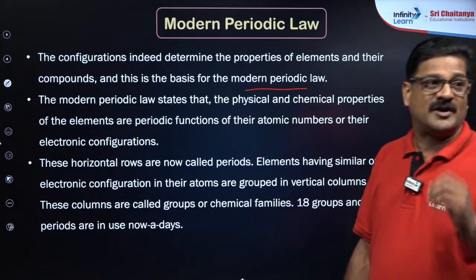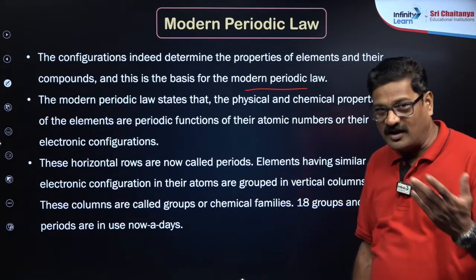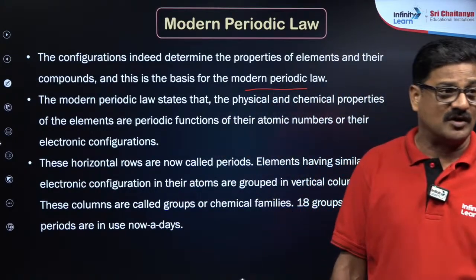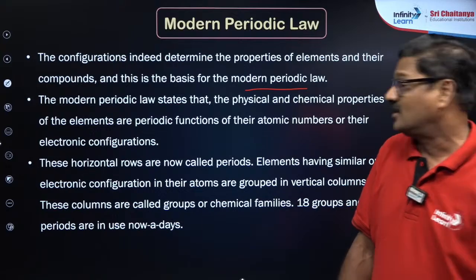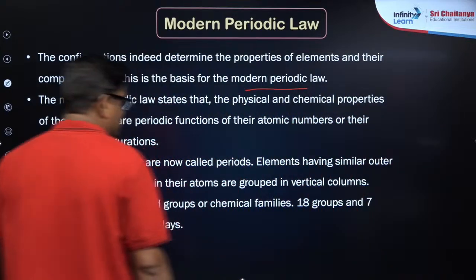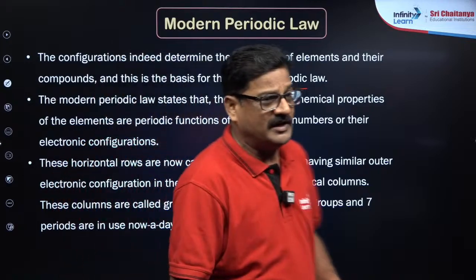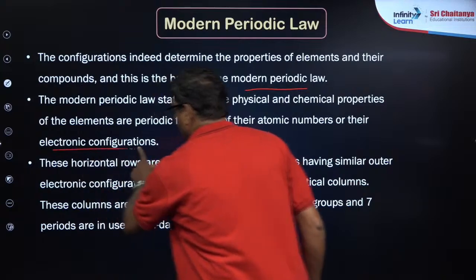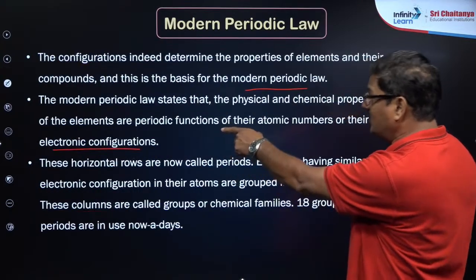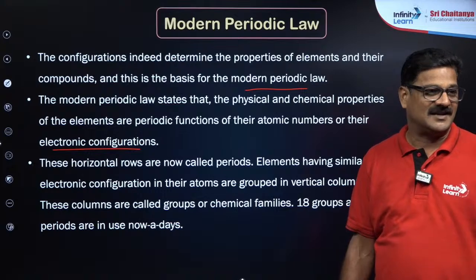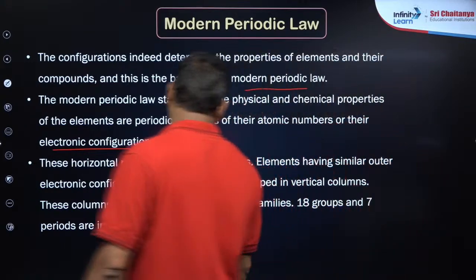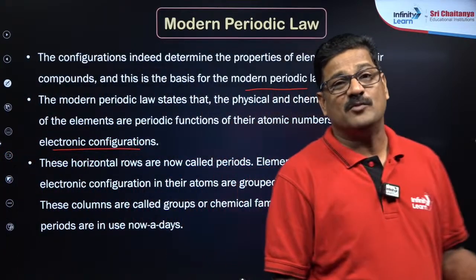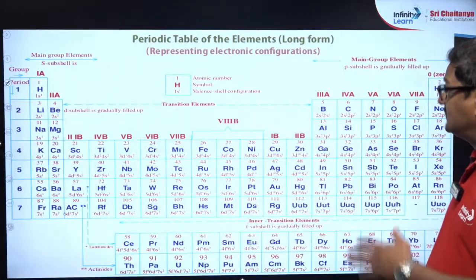Hope you are all understanding the transition from Mendeleev to Moseley to the modern periodic table. The modern periodic table says that physical and chemical properties of elements are periodic functions of their electronic configurations. Earlier it was atomic number, now it is based on electronic configuration. Horizontal rows are called periods, and vertical columns are called groups. The modern periodic table looks like this.